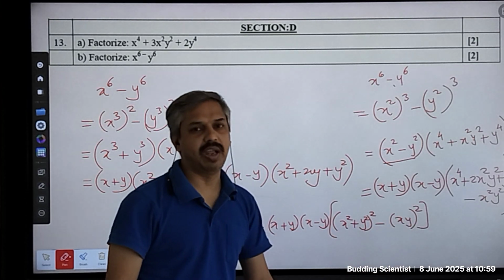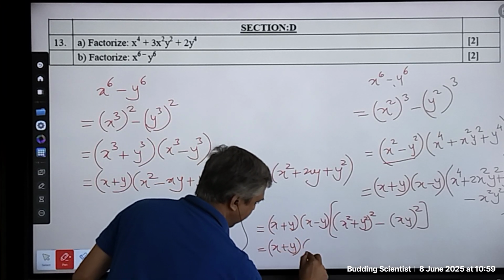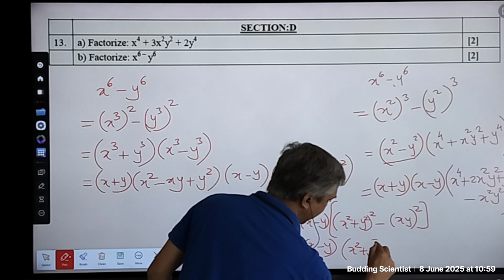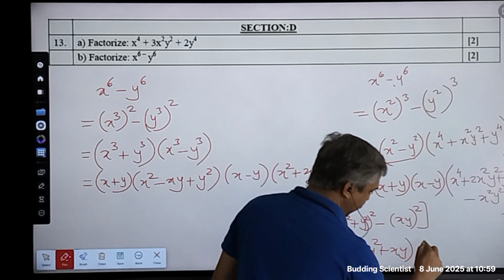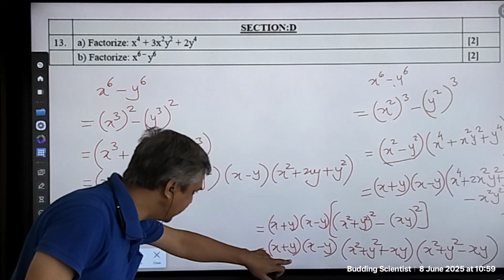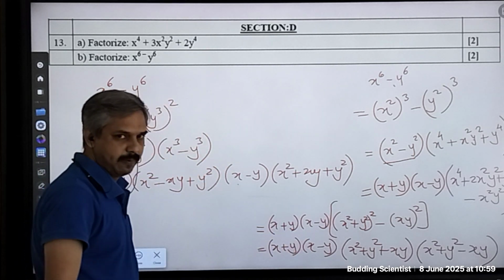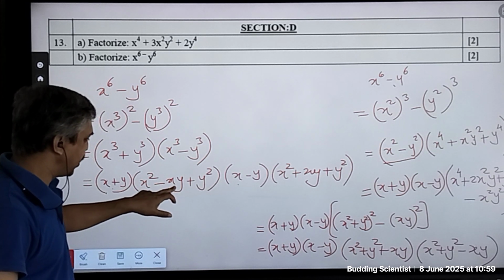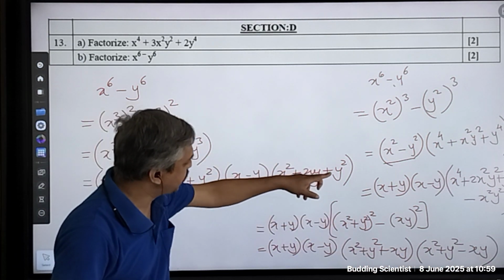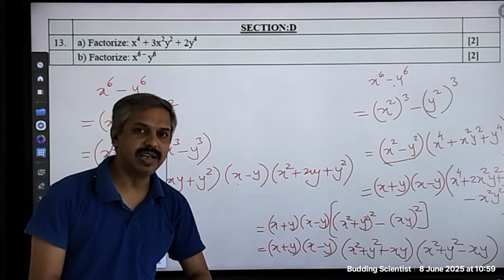Now we have an a square minus b square like formula here. a square minus b square is a plus b and a minus b. So this is equal to x plus y into x minus y into (a plus b), so x square plus y square plus xy, and into (a minus b), x square plus y square minus xy. If you check the answer by this method and the answer by the other method, x plus y and x minus y are both here, and x square plus y square minus xy can be rearranged, along with x square plus y square plus xy. So with this way or that way, the answer remains the same.